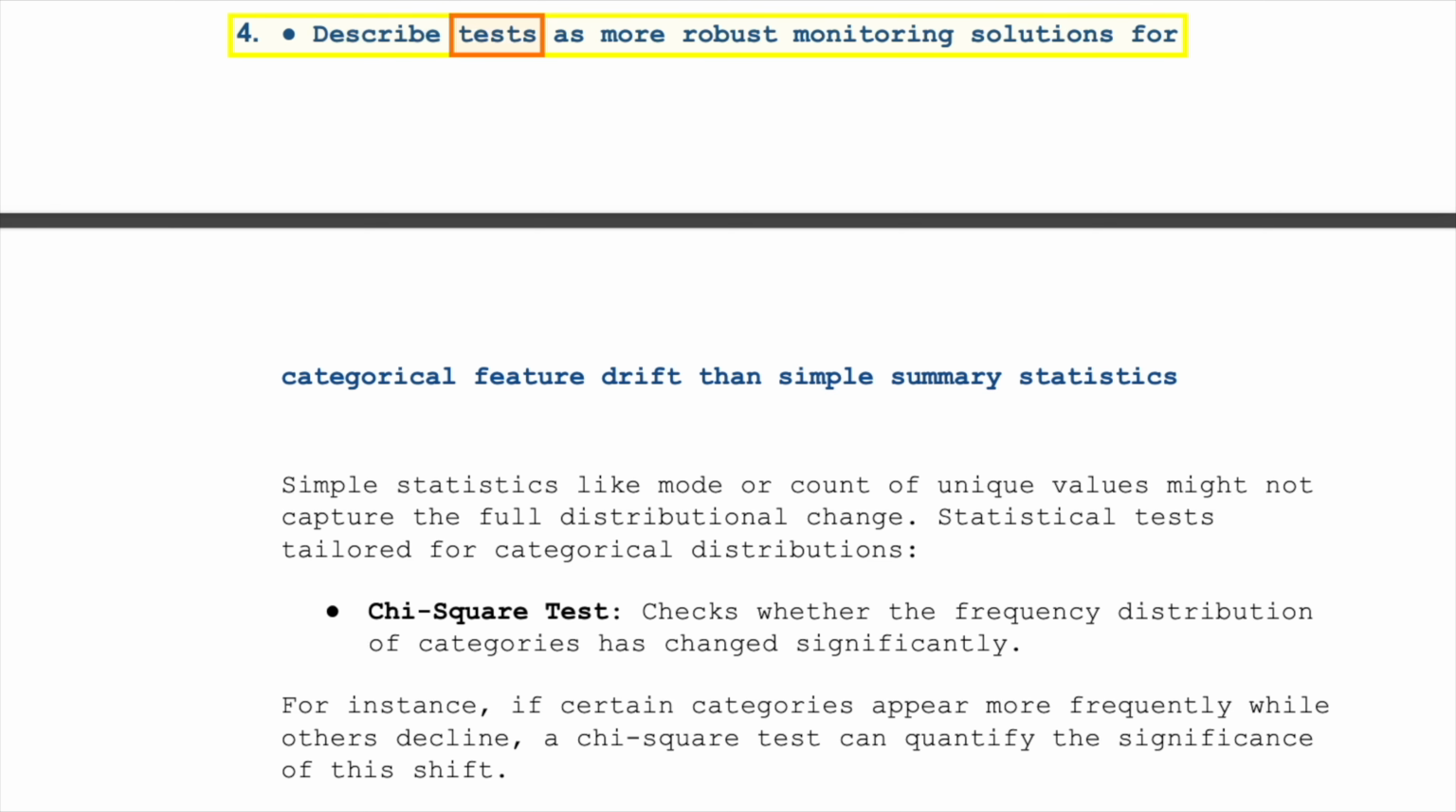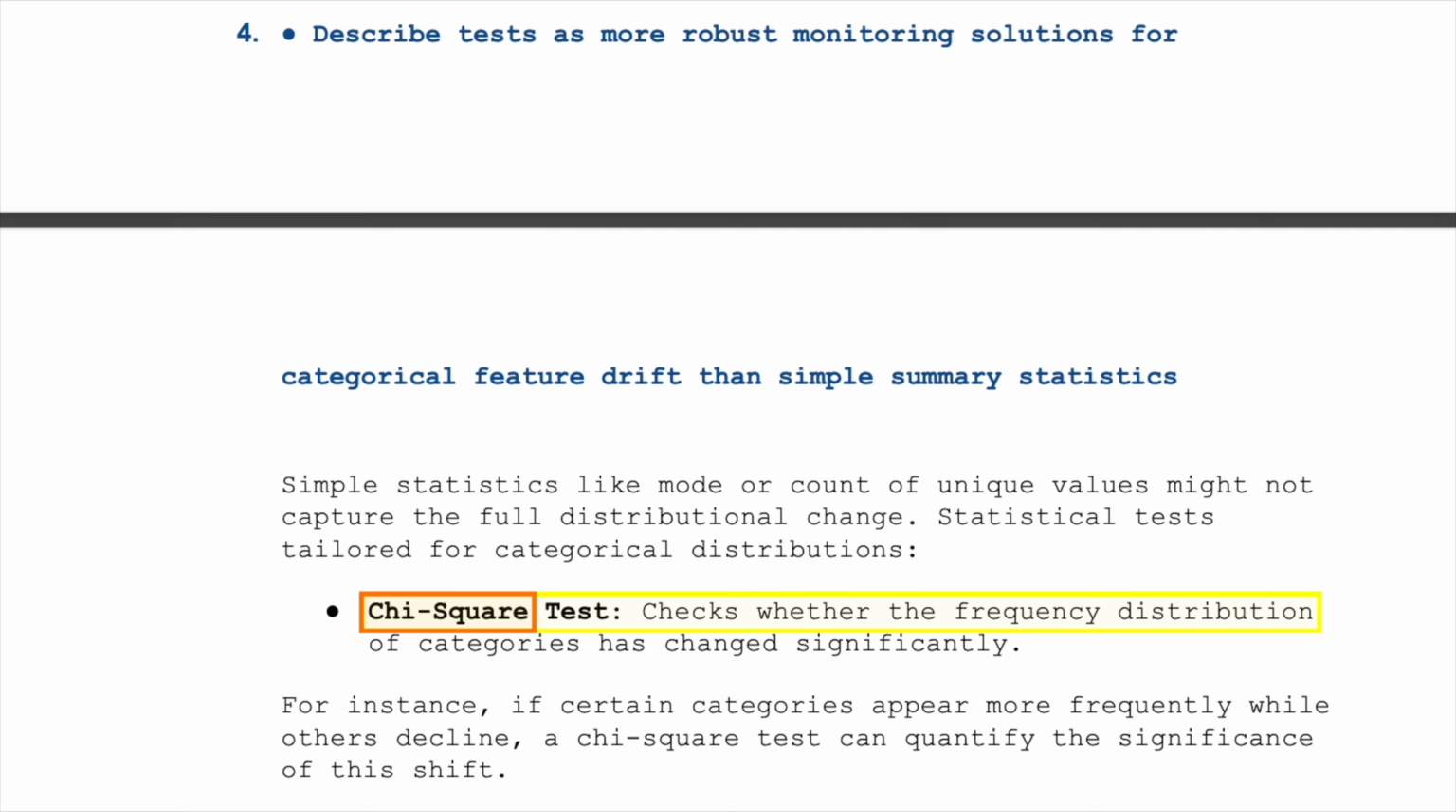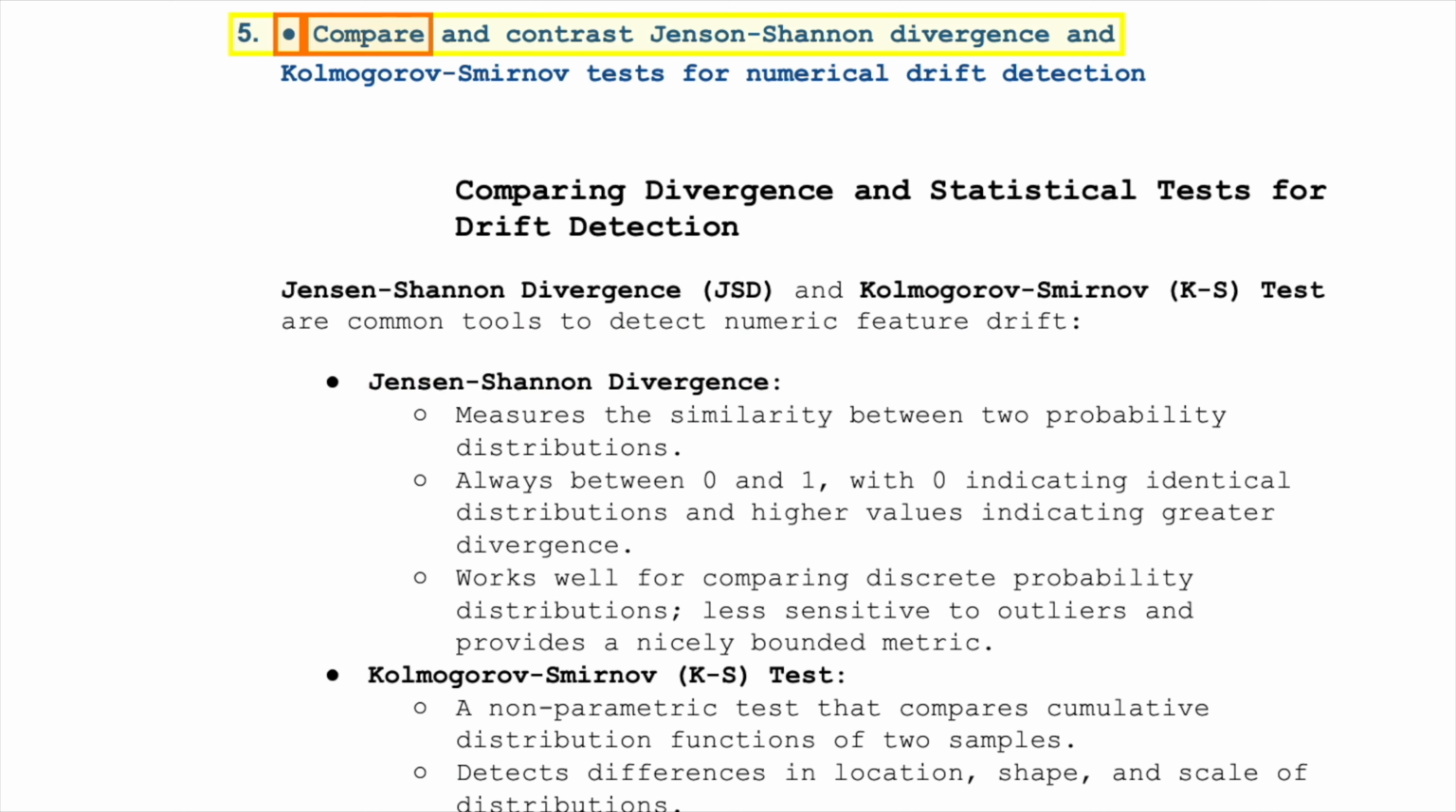4. Describe tests as more robust monitoring solutions for categorical feature drift than simple summary statistics. Simple statistics like mode or count of unique values might not capture the full distributional change. Statistical tests tailored for categorical distributions. Chi-square test checks whether the frequency distribution of categories has changed significantly. For instance, if certain categories appear more frequently while others decline, a chi-square test can quantify the significance of this shift.